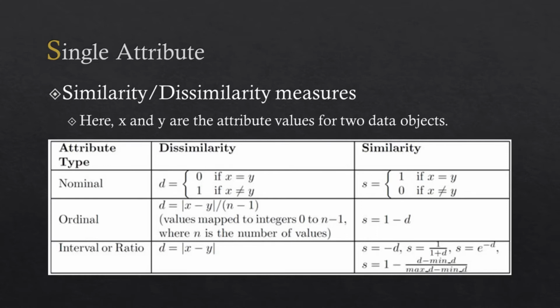Lastly is interval or ratio. In dissimilarity, the d is equal to the absolute value of x minus y, while in similarity, s is equal to negative dissimilarity, and similarity is equal to 1 divided by 1 plus dissimilarity. s is equal to e raised to the negative dissimilarity.